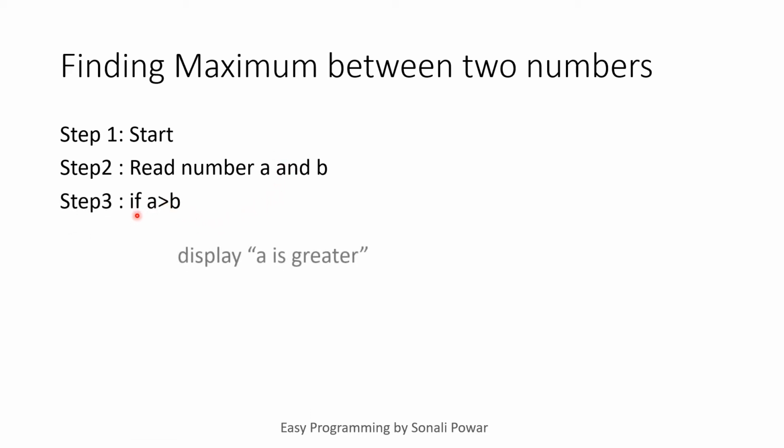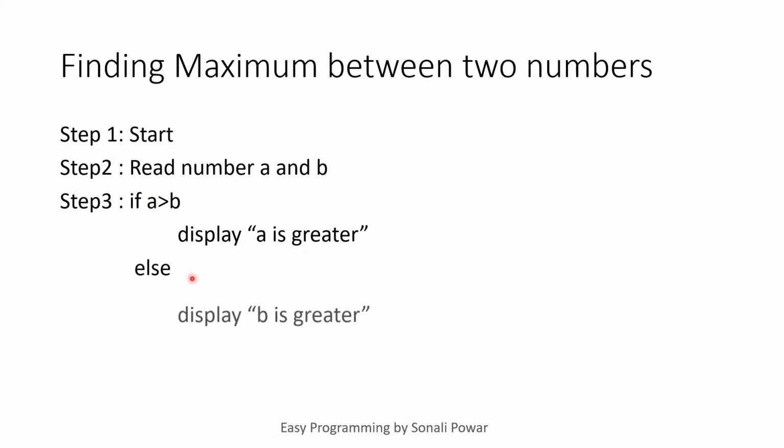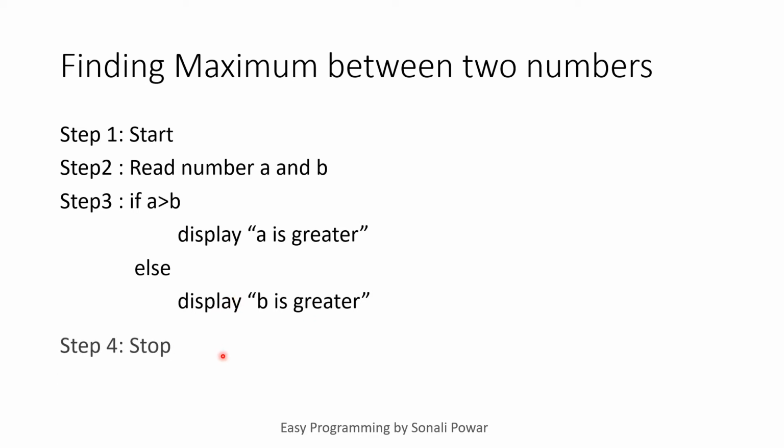After that what I will do? I will check if A is greater than B. If this condition is true, then I will say that A is greater. Else, if this condition is false, A is not greater than B, it means B is greater. So it will go into the else part and it will display B is greater. So what I want to say, it will display either A is greater or B is greater. So if this condition is false, then only it will go into the else part. If this condition is true, then it will display A is greater and directly jump to the stop step.